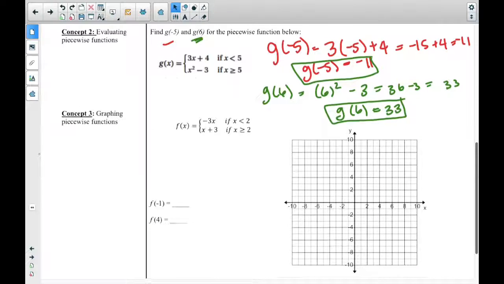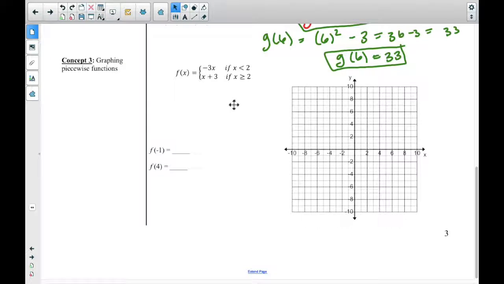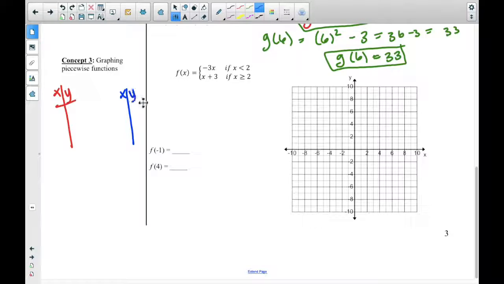Okay, what about graphing? I'm going to cover graphing using a table of values. So I have two parts of my graph. Each one has a different domain rule. I'm going to make one table of values for the top graph, and a different table of values for the bottom graph.